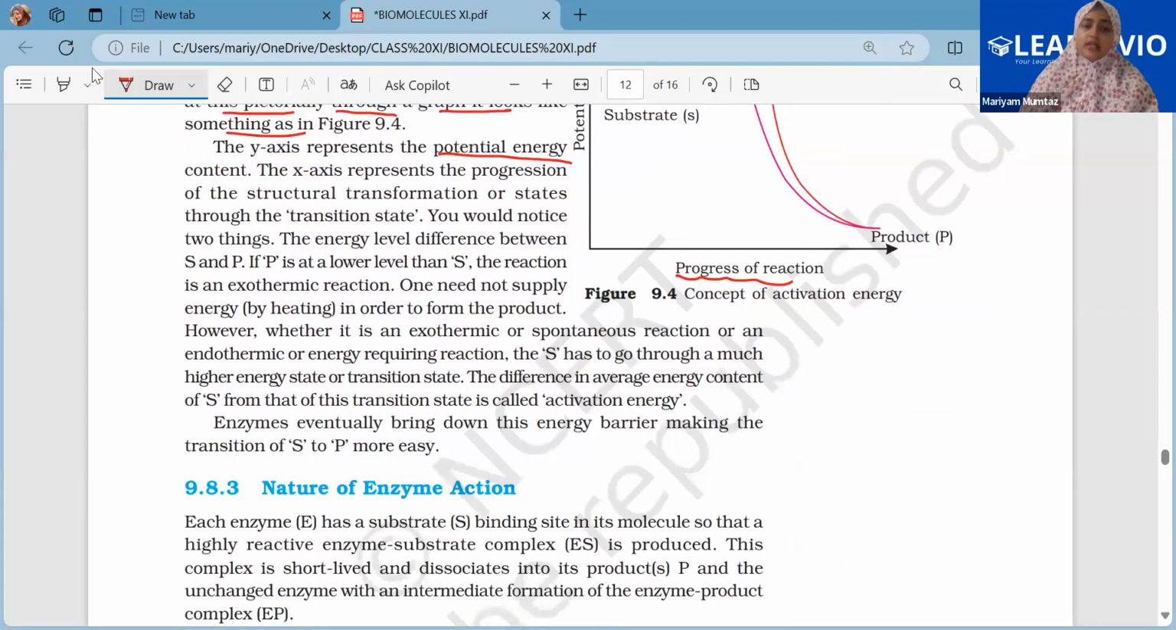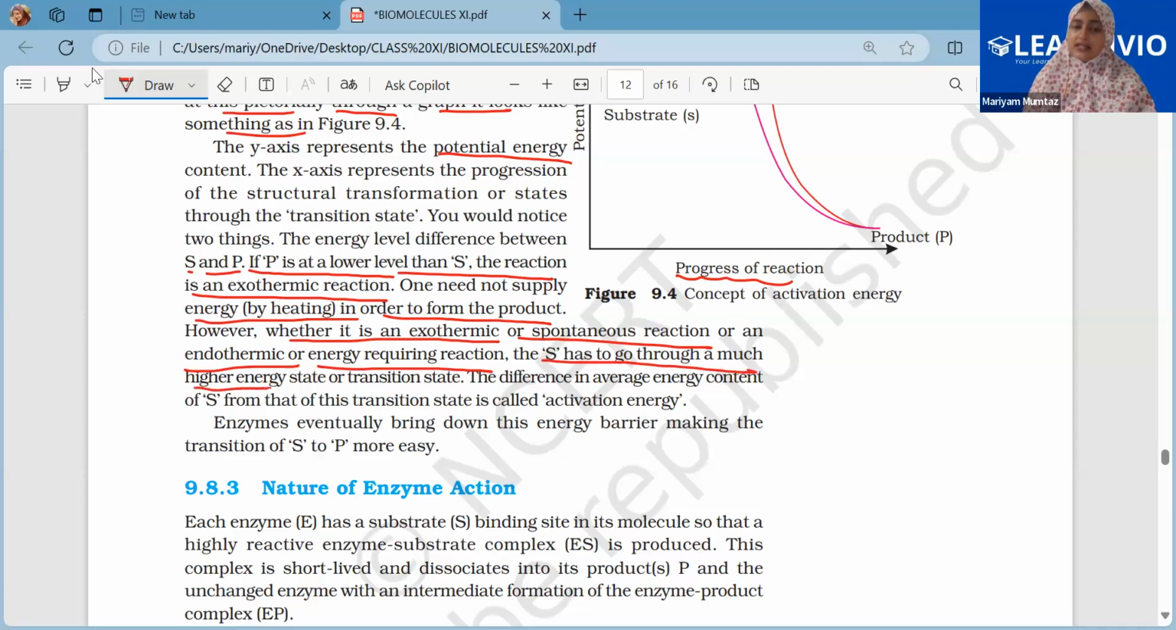Now, the energy level difference between S and P. If P is at a lower level than S, the reaction is an exothermic reaction. One need not supply energy by heating in order to form the product. However, whether it is an exothermic or spontaneous reaction or an endothermic or energy requiring reaction, the S has to go through a much higher energy state or transition state. The difference in average energy content of S from that of this transition state is known as the activation energy.